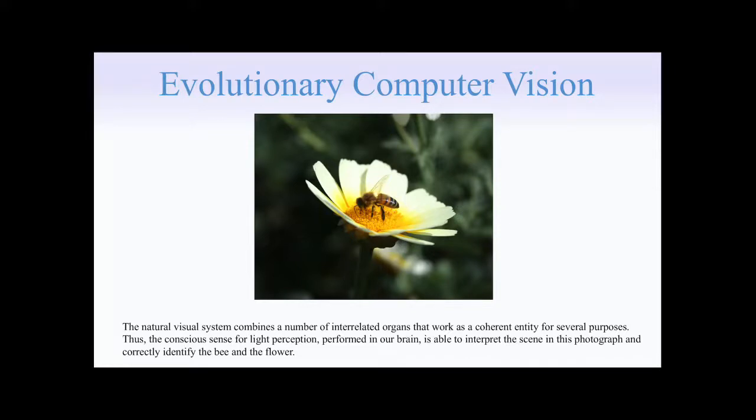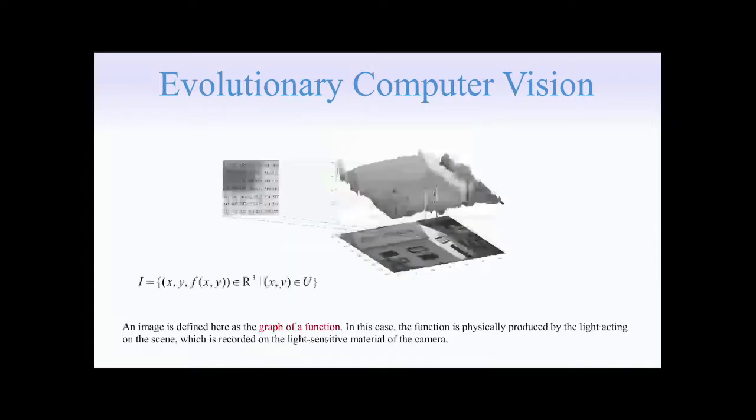The natural visual system combines a number of interrelated organs that work as a coherent entity for several purposes. Thus, the conscious sense for light perception performed in our brain is able to interpret the scene in this photograph and correctly identify the bee and the flower. An image is defined here as the graph of a function. In this case, the function is physically produced by the light acting on the scene, which is recorded on the light-sensitive material of the camera.